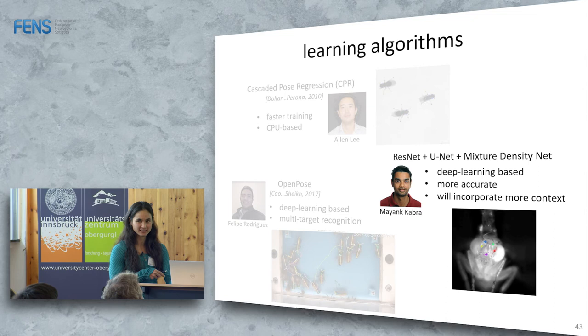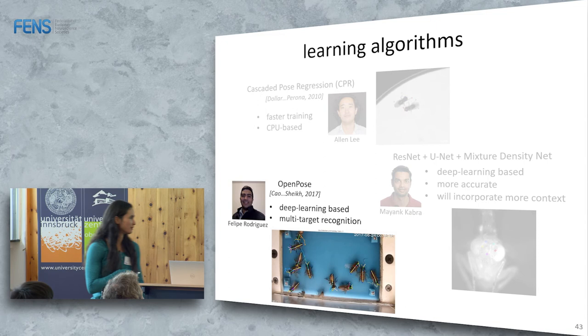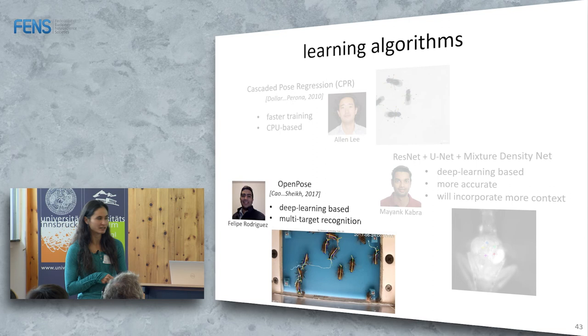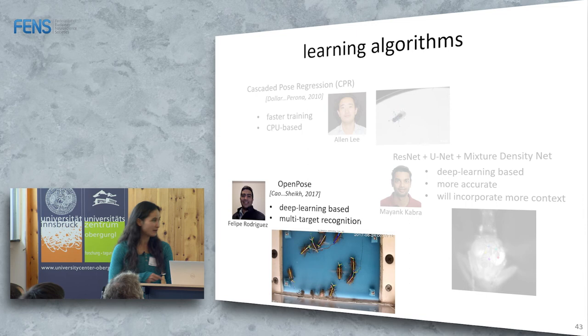And then we've been trying to do social tracking, so tracking not just a single animal, but tracking interacting animals. We've been adapting this algorithm called OpenPose for doing that. But what I'm going to talk about mainly is this deep learning-based approach.